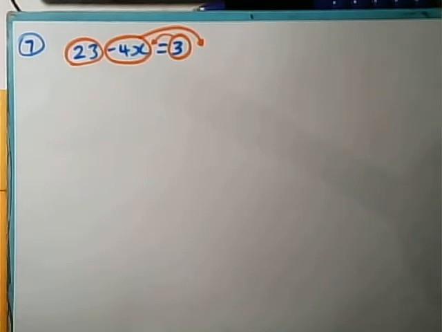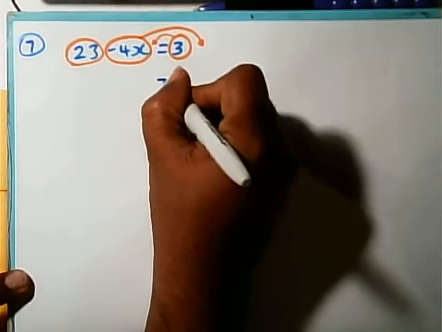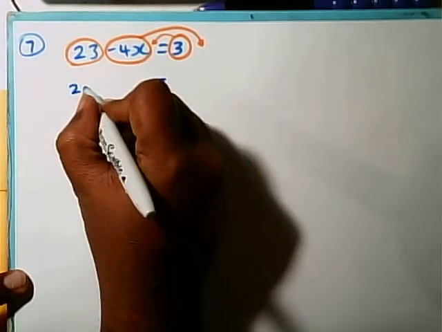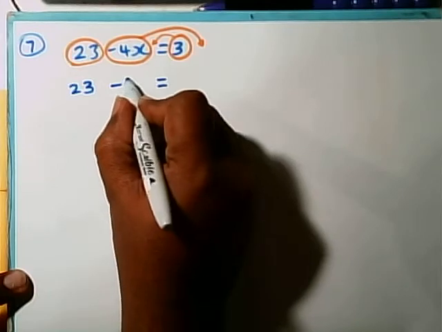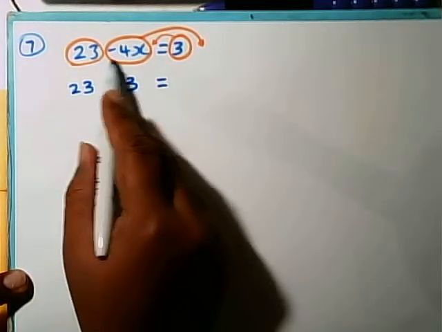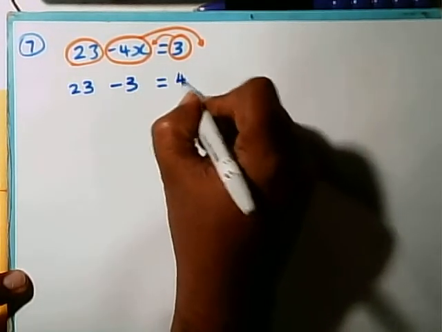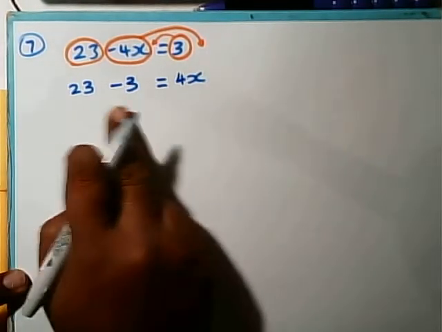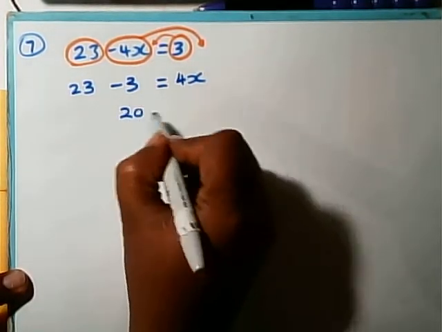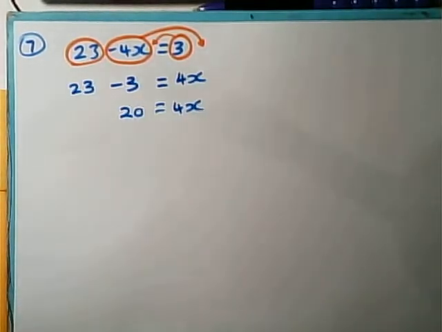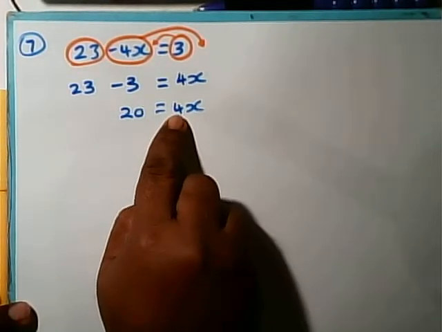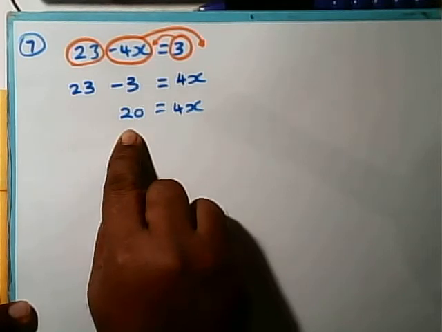Why? Because it would have made the sum real easy. I end up at 23 here. 3 comes across as a negative 3. And my minus 4x becomes a positive 4x. 23 take away 3 is 20. 20 equals 4x. Now what I have to do is cross multiply that 4 underneath here.